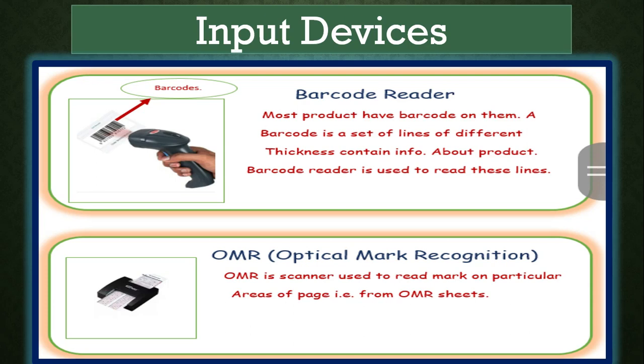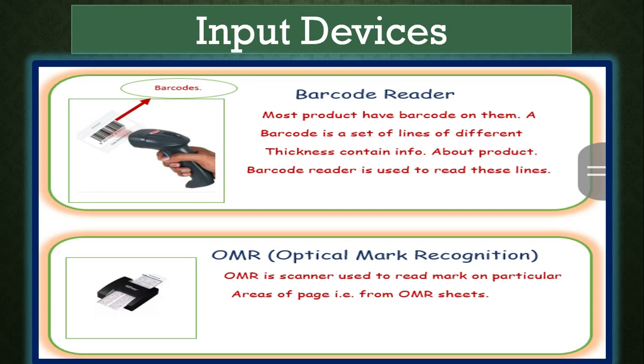So just check all the products. For example, check the book. On the back side of a book, there are various lines of different thickness. On each product, there are lines of different thickness, and these lines are known as barcodes. So these lines contain information about the product, like name of the manufacturer or the price of the product.